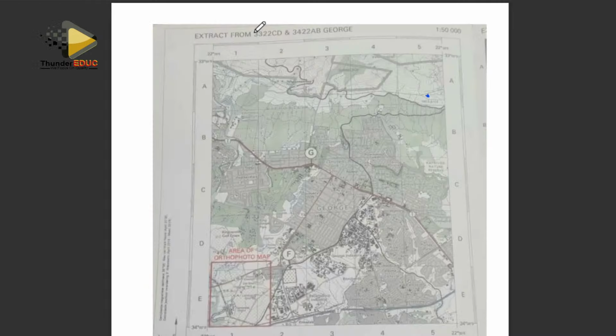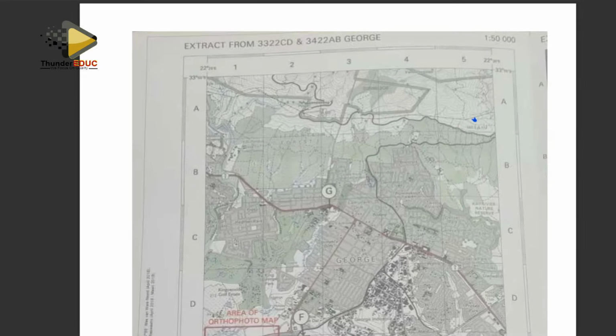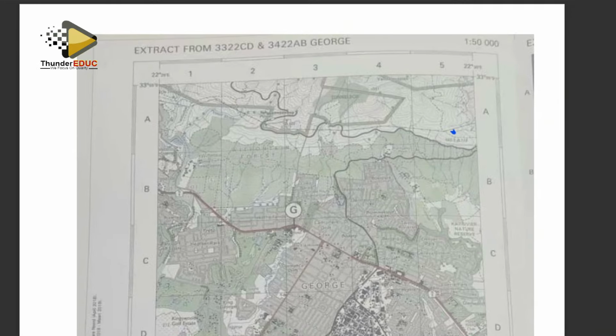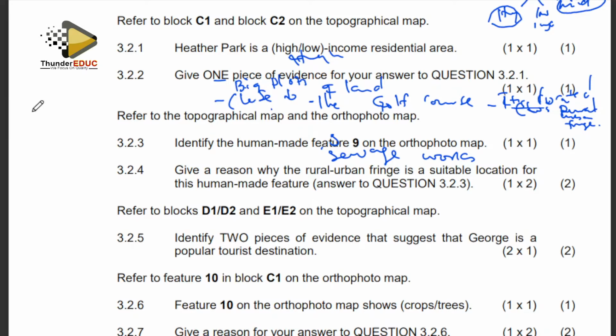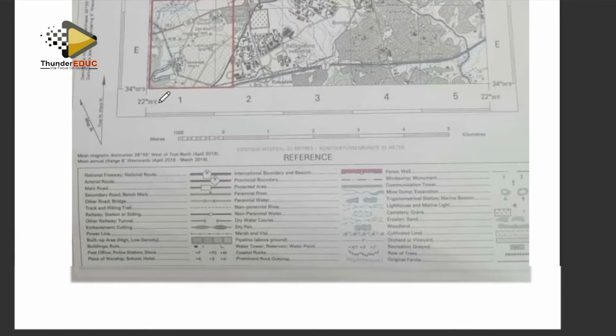Give a reason why. I want us to look at that feature clearly and see if we can get it clearly. Okay, let us see here. Look here. This is the feature here. The name for the feature is here. It's a sewage work. Okay, it is this feature here.